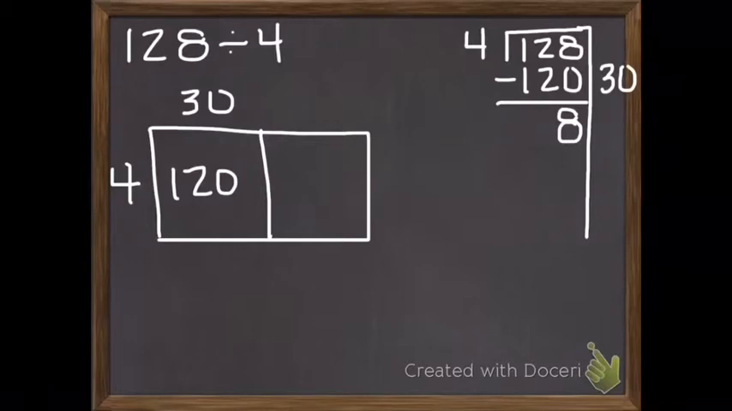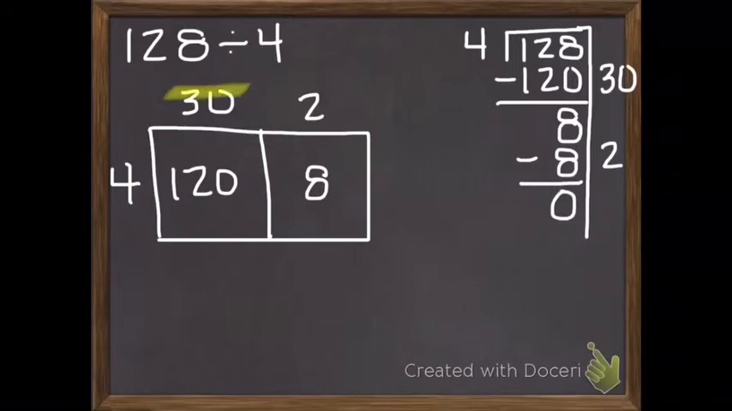So I'm thinking 4 times what number will get me close to 8? Well, I know from my facts that 4 times 2 equals 8. So that gets me there straight away. So I did 4 times 2, and I just need to subtract that 8. Now that I'm at 0, I know that I've reached my quotient. And as you can see here, it is 32.